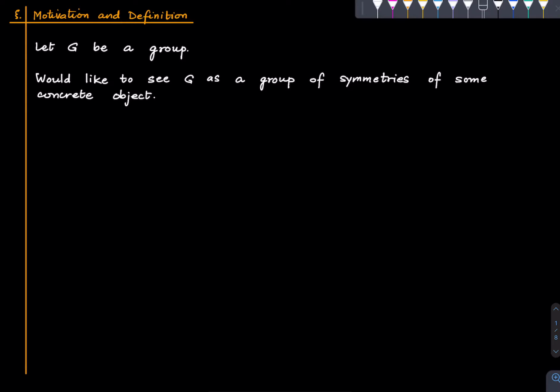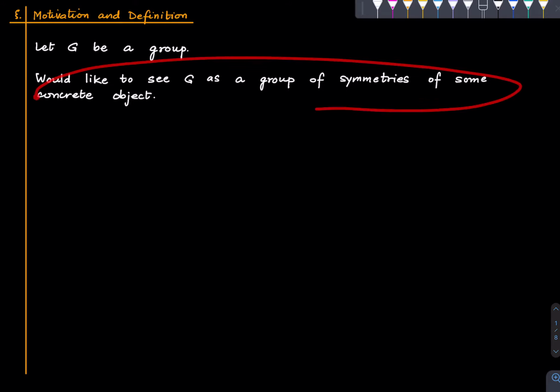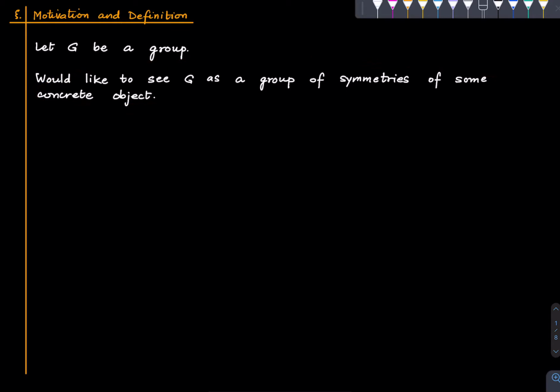So, what is a group? Philosophically, a group is supposed to be the set of symmetries of some abstract object or some object hidden from us. What we would like to do is realize a given group as the set of symmetries of some concrete object. That might give us some information about the group if we can indeed realize the group as the symmetries of some object that we understand. So this philosophical statement motivates the following definition.